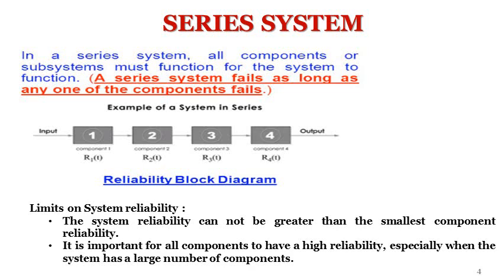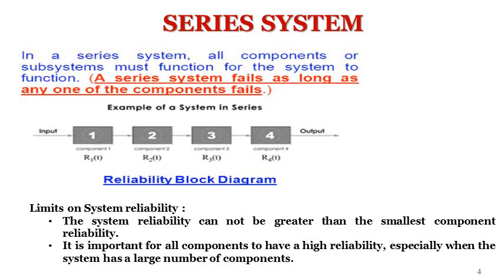The system will work only if all these four components work. If at least any one component fails, consider that component 3 fails, that is not only the failure of component 3, it is the failure of the entire system. So, how do we calculate the system reliability if components are connected in series?